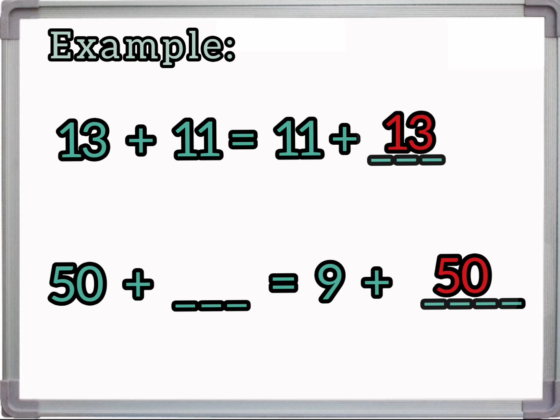Now on the left side, what number is missing now? Yes, it is 9. So we write 9 on this side. Why? Because 9 is on the right side. So we also have to write it on the left side to make the commutative property correct.